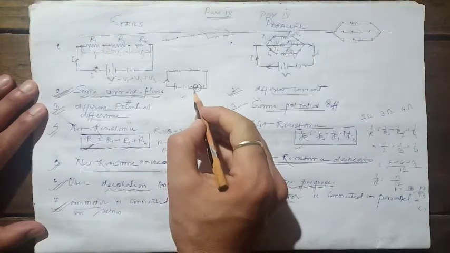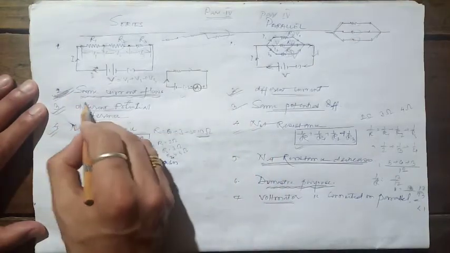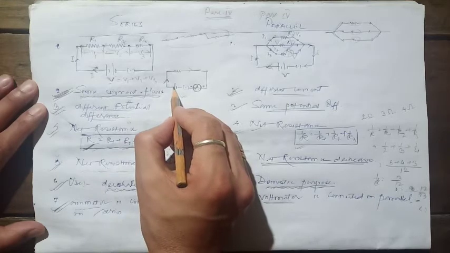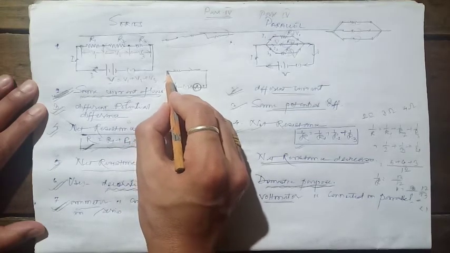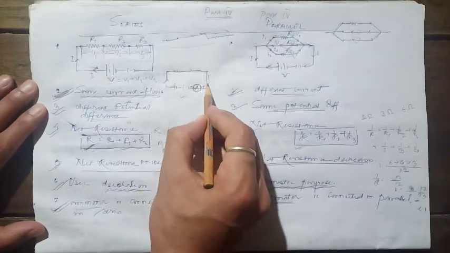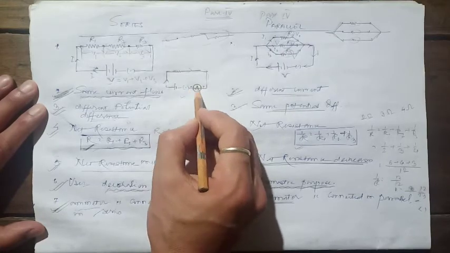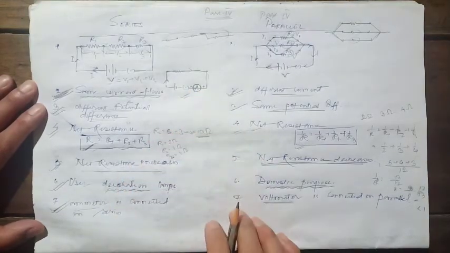How do you know this is a series connection? Students, pay attention to this point. The same current flows. The battery has released a certain current. The current which is flowing through this resistor, the same amount of current is flowing through this ammeter. That means the ammeter is in series. So this is how we connect the ammeter.